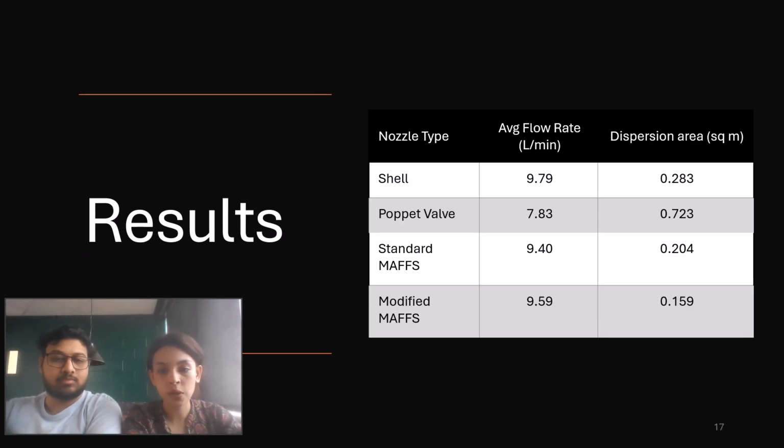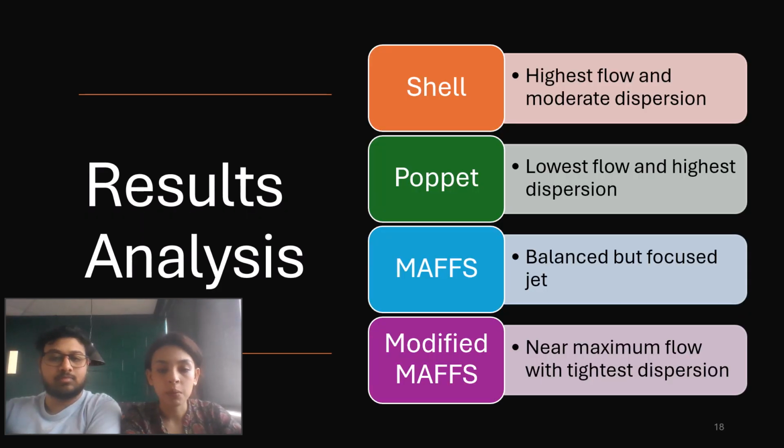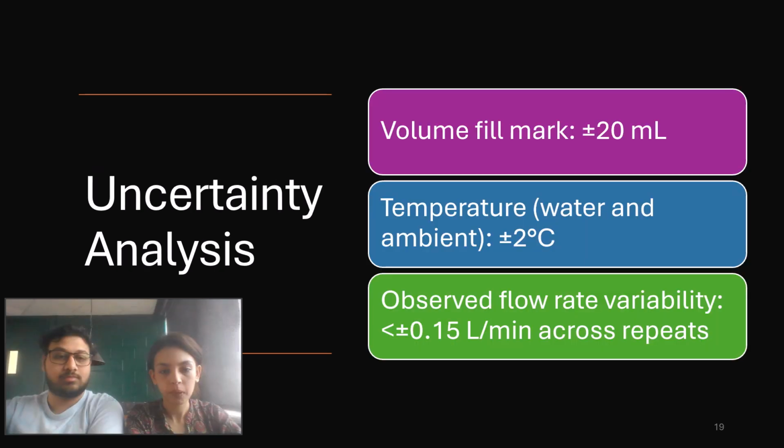So for results, you can see the numbers here. I'll be going into further analysis on the next slide. So result analysis. The shell nozzle had the highest flow and moderate dispersion. The poppet nozzle had the lowest flow and the highest dispersion. MAFs had a balanced but focused jet. Modified MAFs had near maximum flow with the tightest dispersion.